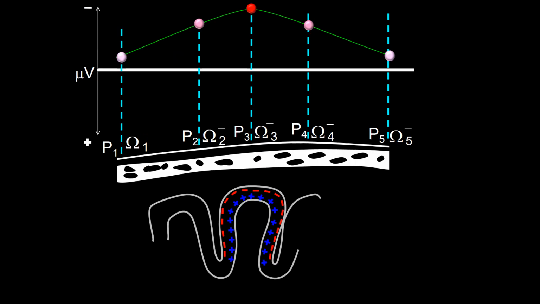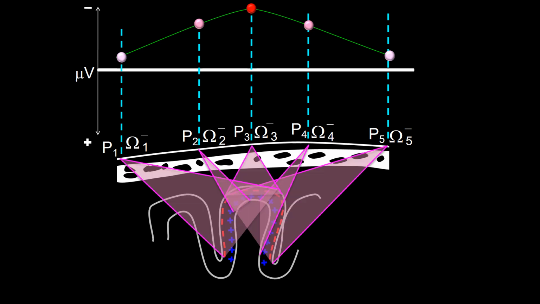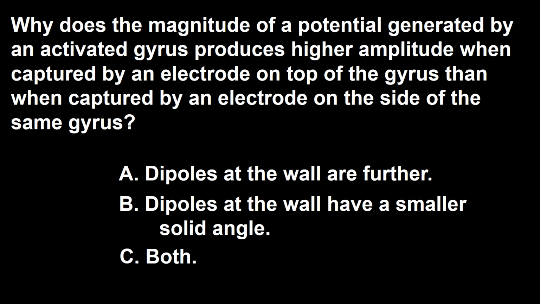In this frame, I have represented activation of a whole gyrus, in this case with negativity being towards the scalp. Now I have added the solid angles view, primarily by all the electrodes placed at position P1, P2, P3, P4, and P5. This viewing will result in the changes in the voltage line shown in this frame. The answer is false. Next question.